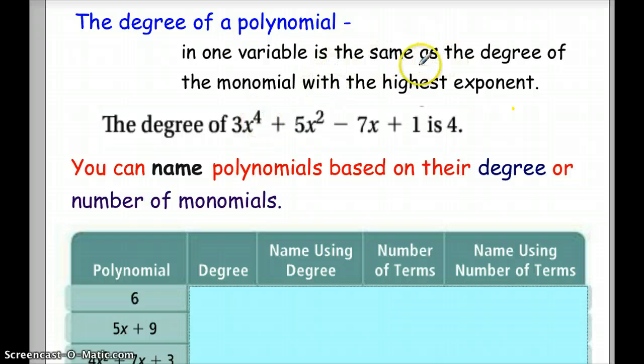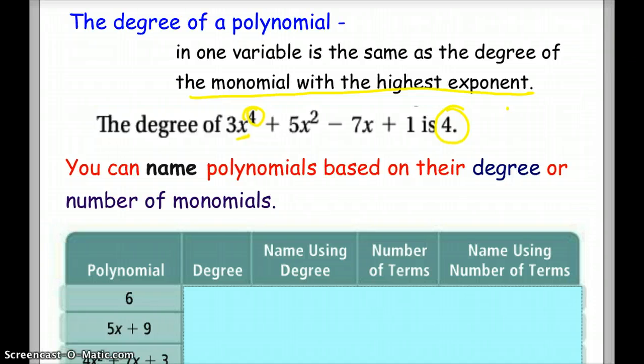The degree of the polynomial in one variable, meaning just an x, not an x and a y, is the same as the degree of the monomial with the highest exponent. So the degree of this whole polynomial, 3x to the fourth plus 5x squared minus 7x plus 1, is whatever the highest degree of the monomial contained within it. So it would be 4. We name these polynomials based on their degrees.